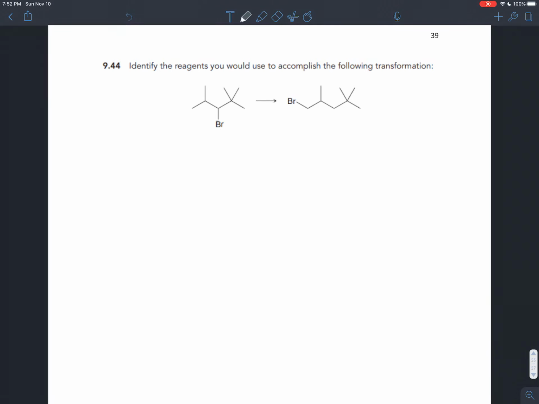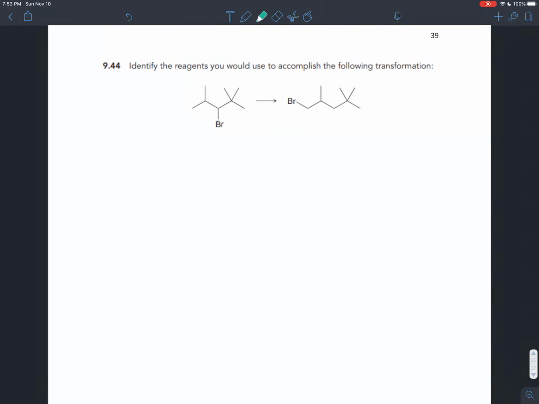In exercise 944, we're doing a synthesis, and it's going to be a multi-step synthesis. It says, identify the reagents you would use to accomplish the following transformation. We're trying to turn this molecule into the other one. We need to know what recipe or recipes we're going to use.